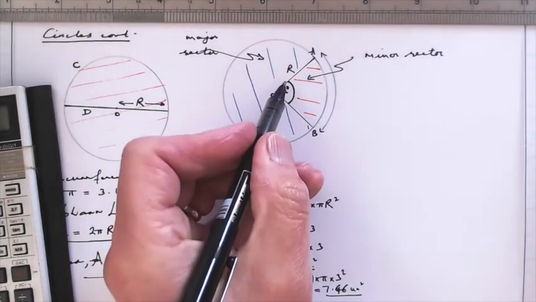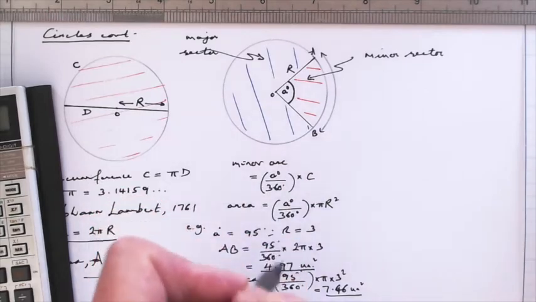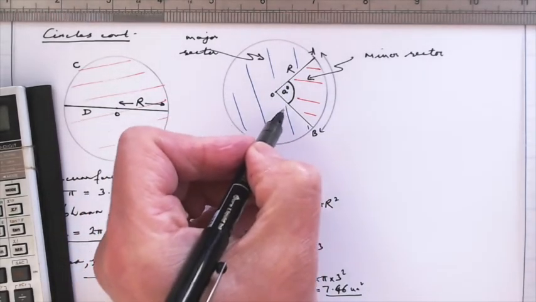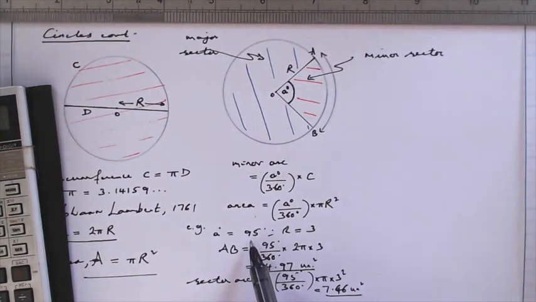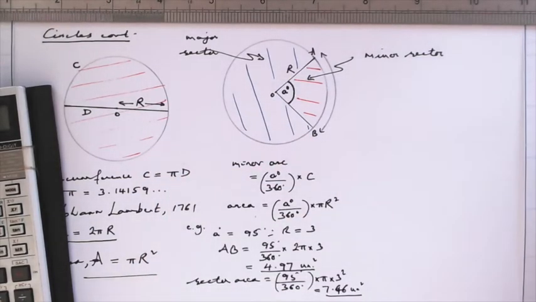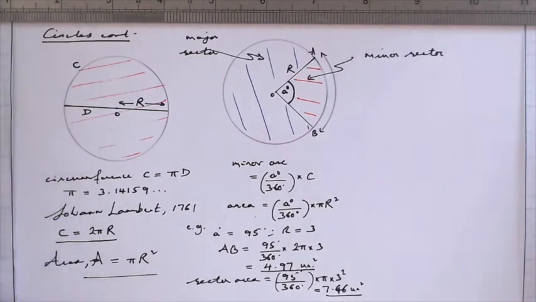Alternatively, of course, you could just use these relationships, but use this angle as your angle. So in this example, 265 degrees would be the angle that you would use. So that's all I have to say, really, I think, about sectors and circumference and area.